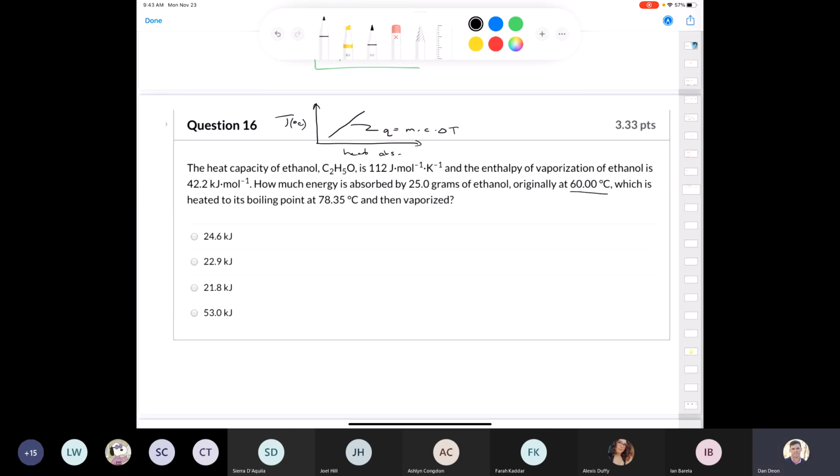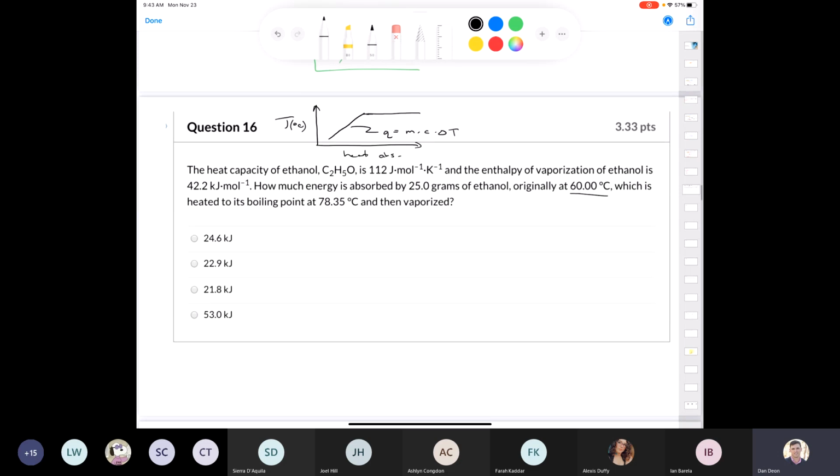Then it tells us that we're going to vaporize it all at its boiling point. How do we calculate the amount of heat required to vaporize all of it, to get it to go from the liquid to the gaseous phase? Well, we would use Q is equal to delta H of vaporization times the number of moles. They've given us a molecular formula and a mass, so we're going to be able to calculate the number of moles, aren't we? We're going to be able to do everything that we need here.